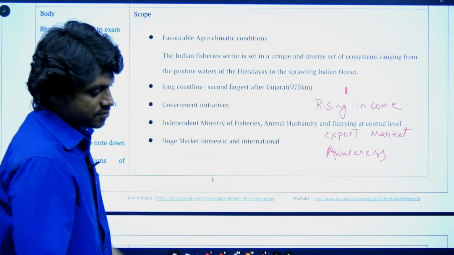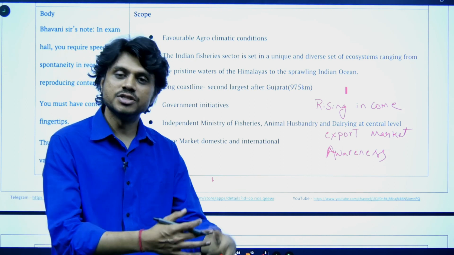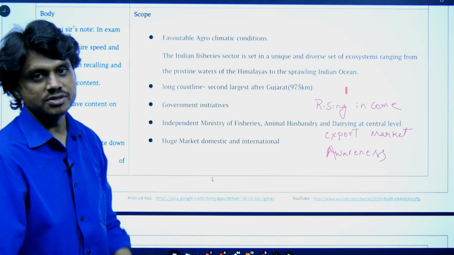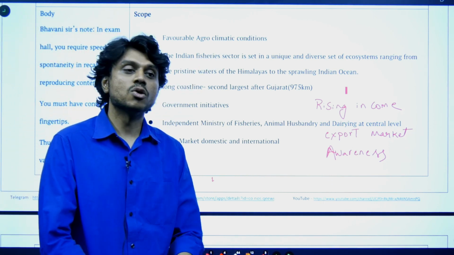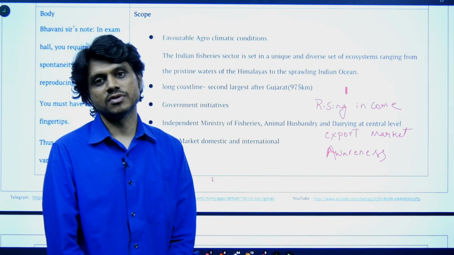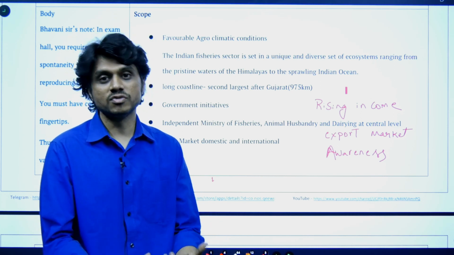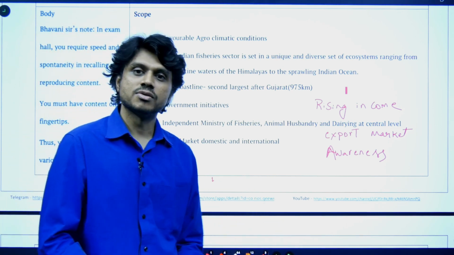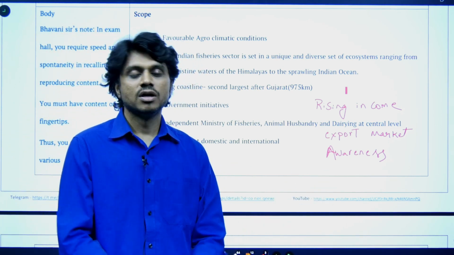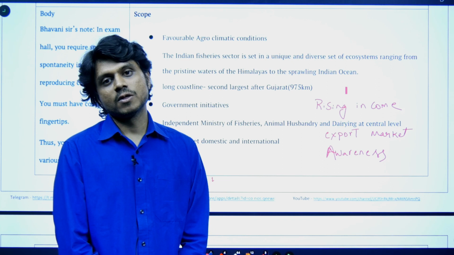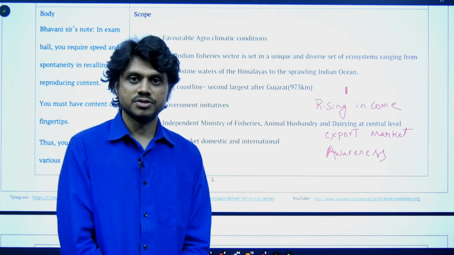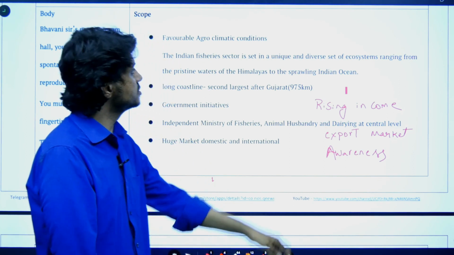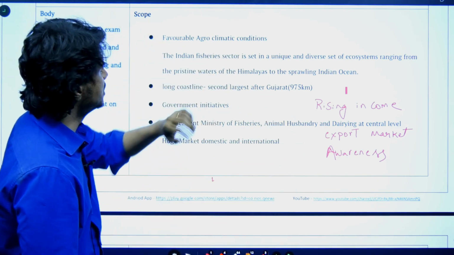So why is there very good scope for the fisheries sector in India? We have favorable agroclimatic conditions. Agroclimatic conditions in the sense of a good amount of water bodies, tropical climate, presence of natural and man-made water bodies, presence of marine conditions, presence of inland water ecosystems. So we have different types of ecosystems, and that is providing us favorable agroclimatic conditions.